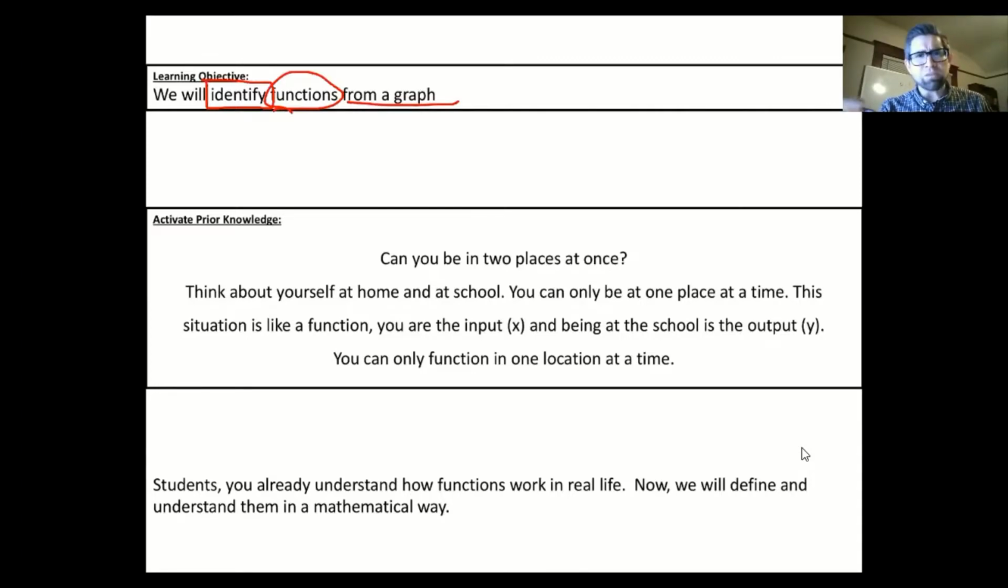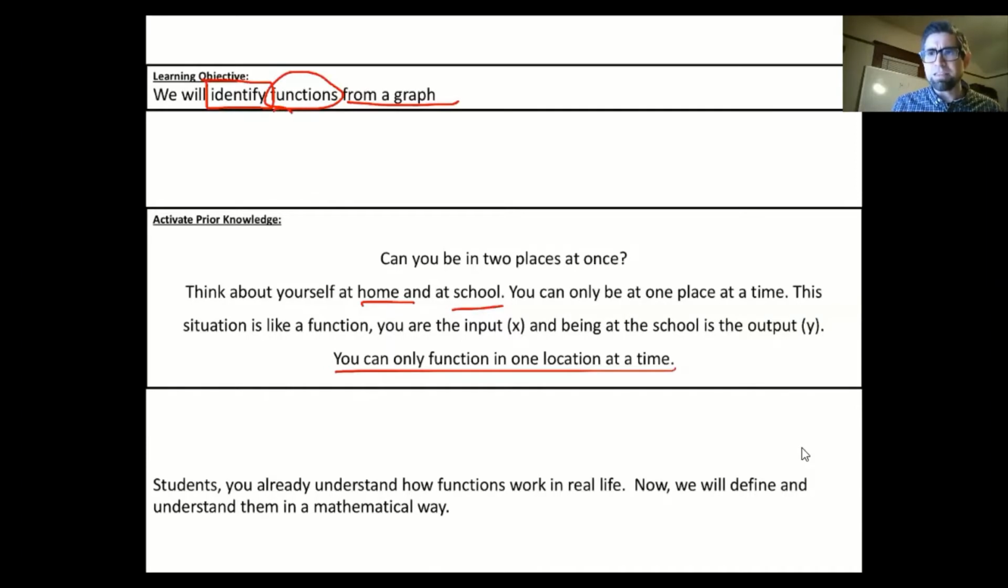Now, just to relate this to something that you would already know, this is our prior knowledge here. Can you be in two places at once? Well, obviously the answer is no. And that is why our location in space, or our location anywhere, in this example it says you at home or you at school, we can only be at one place at a time, and that is how a function works. We can't be at two places. That would not be a function, right? So this idea that you can only function in one location at a time, this is an idea of a function. We know we can't be in two places at the same time.